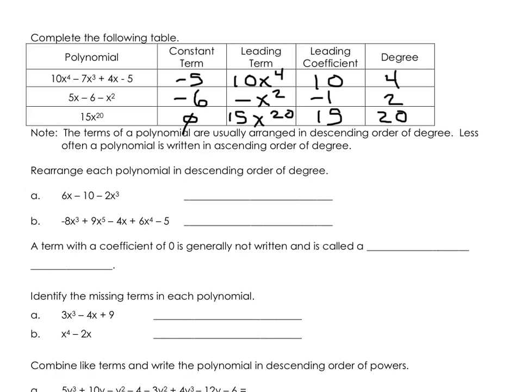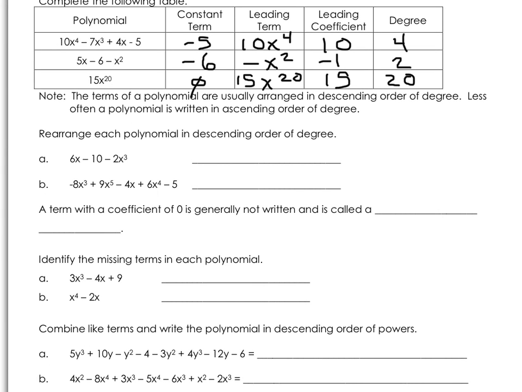And what's the degree? 20. Note that the terms of a polynomial are usually arranged in descending order of degree. Less often a polynomial is written in ascending order of degree. So they're usually written where the exponents get smaller as you go along, but sometimes the exponents get larger. But we're going to choose descending order of degree.